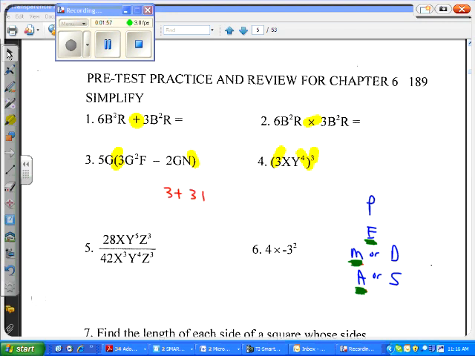3 plus 3 plus 3 plus 3 turns into 4 times 3. So a string of additions turns into multiplication. And 4 times 4 times 4 times 4 times 4 turns into 4 to the 5th power. So a string of multiplying with like bases causes us to add the exponents. And so we went from addition up to multiplication up to exponents. So that's what we're talking about.